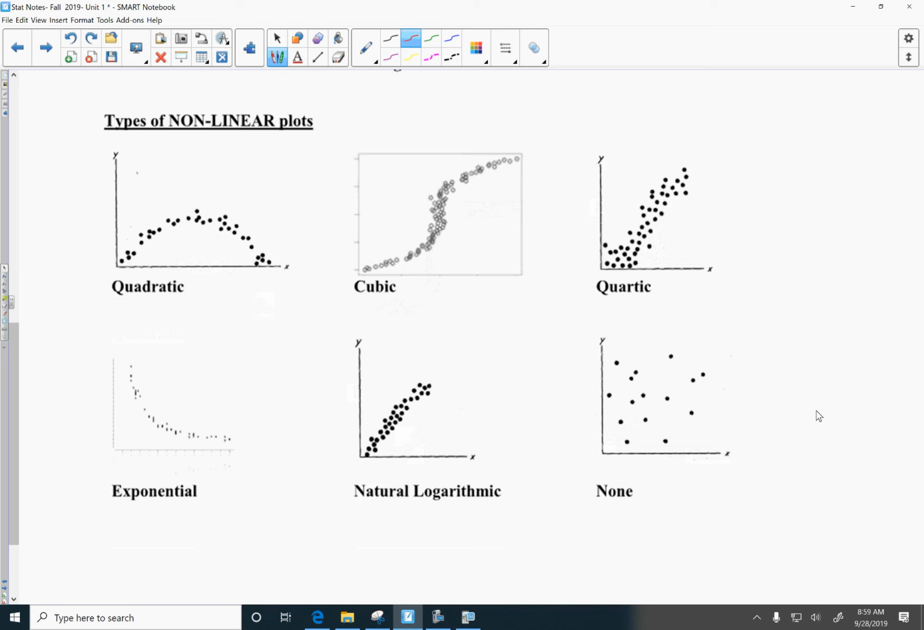Quartic functions are W-shaped graphs in some capacity. It doesn't have to be a perfect W. It could be a wonky W, or it could be an M, the reflection of that. So you could be looking at something like this. Quartic, yep. Just like this.